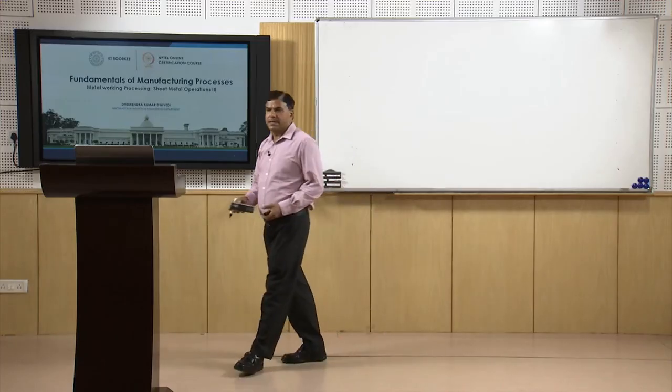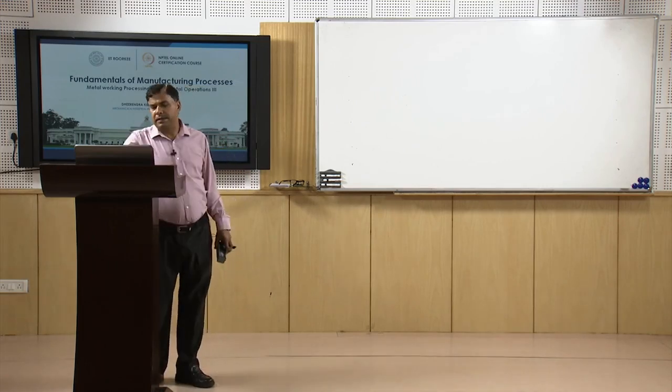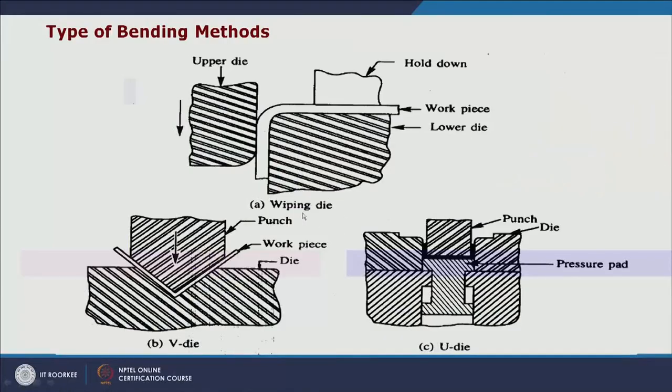So, this is what we can see in this diagram. Here, the different bending methods use different types of approaches, like wiping die. In this case, the sheet metal is held using a suitable blank holder, and this is the lower die, this is the upper die or punch we can say. When the upper die moves down, the sheet metal is deformed according to the shape of this lower die. And then for the V die, the sheet metal is placed onto the lower die, and the punch of the V shape comes in, and then it deforms the sheet metal according to the shape of the V.